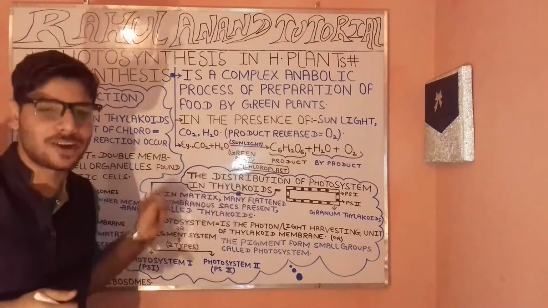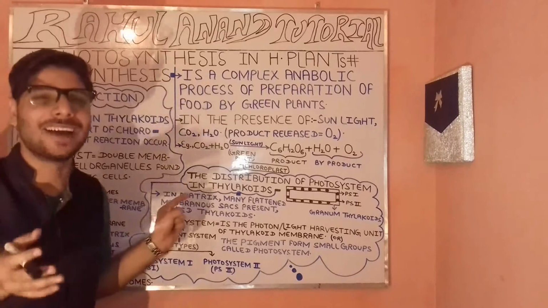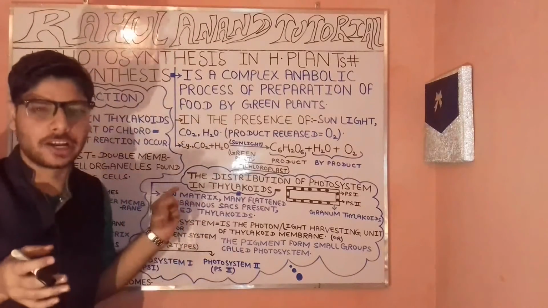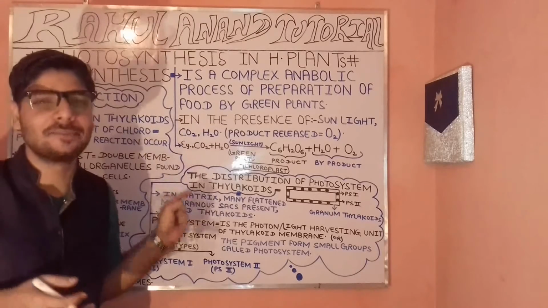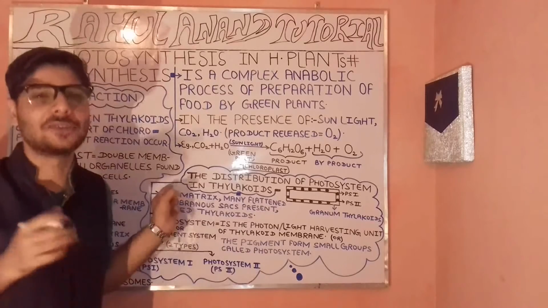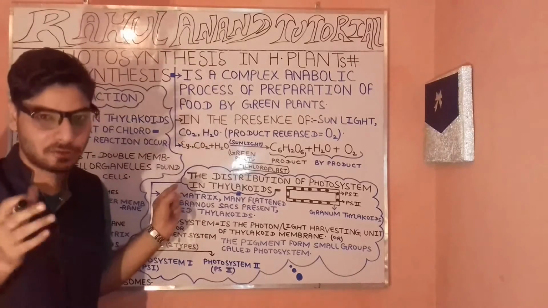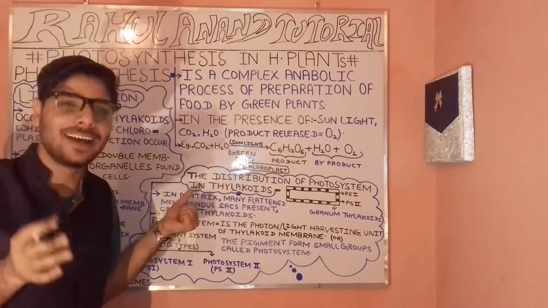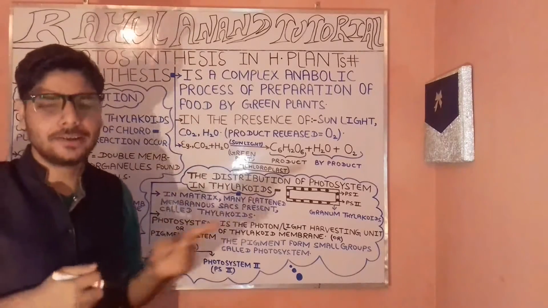Now let's understand what chloroplasts actually are. These are the double membranous cell organelles which are found in the eukaryotic cell. So what are eukaryotic cells? The question arises. Eukaryotic cells have well developed cell organelles.